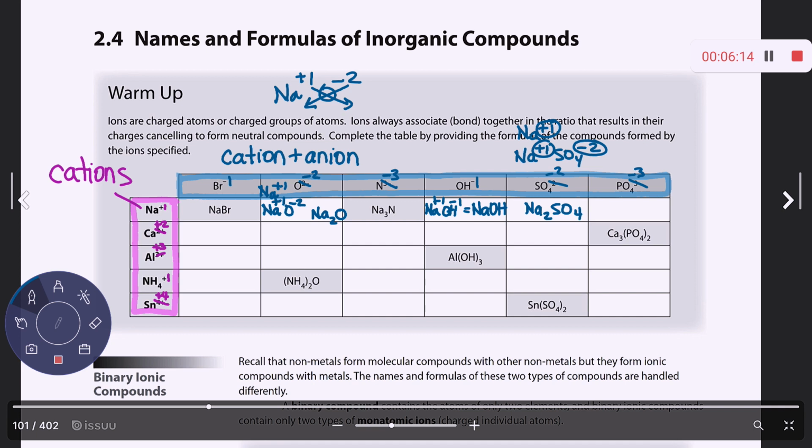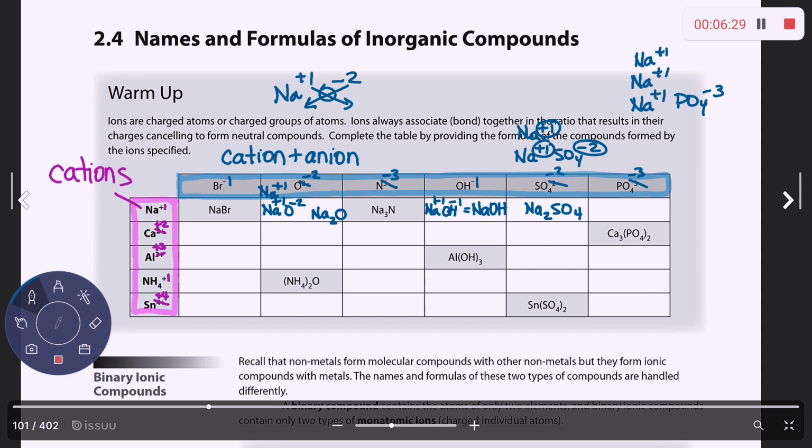And then the last one, I've got Na plus 1 and PO4 negative 3. So how many Nas would I need? 3, because that would give me a plus 3. Right? These add up to plus 3, and this minus 3 would make a 0. So Na3PO4. We good so far?